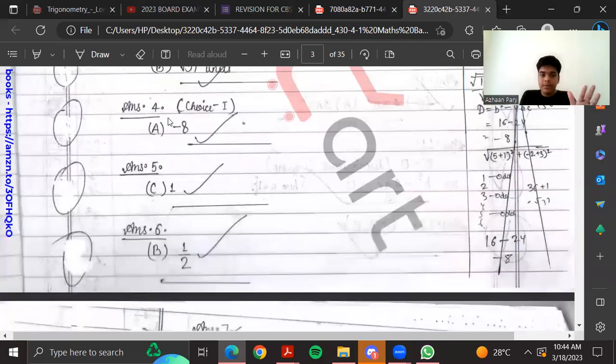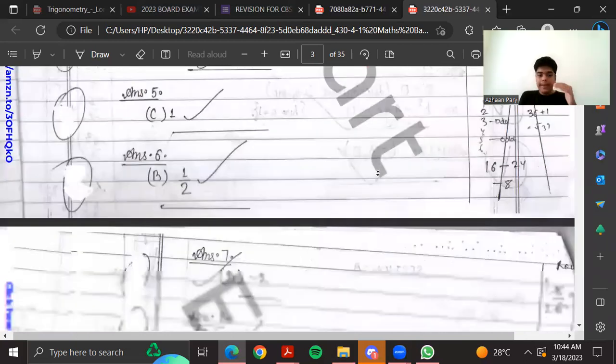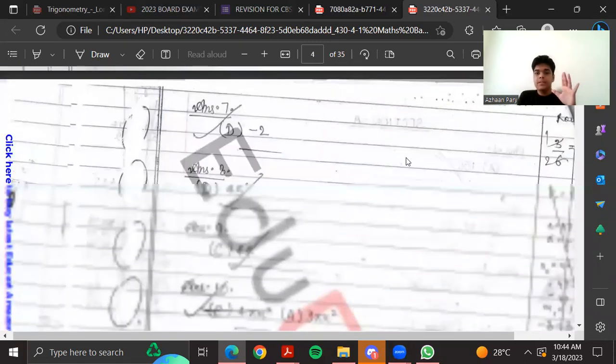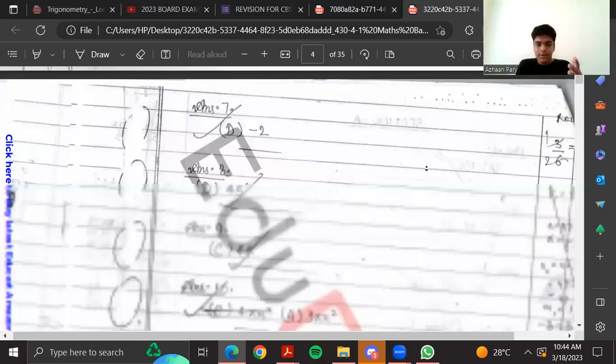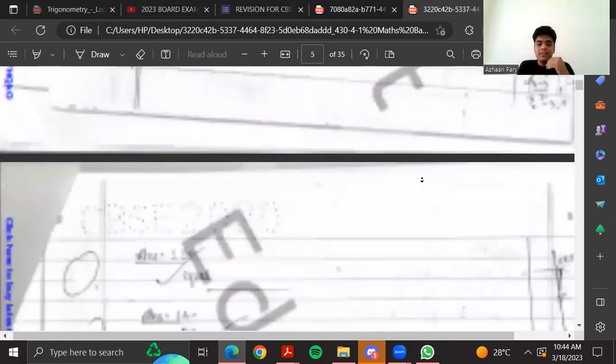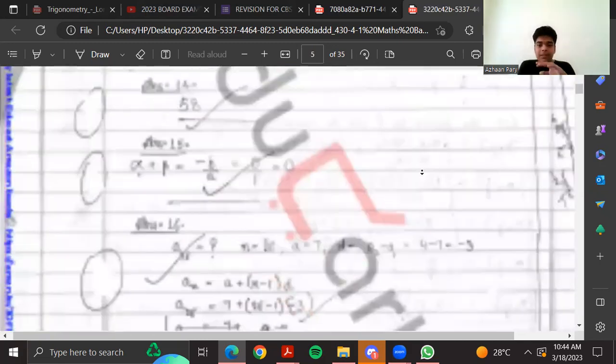Choice one, question number four. Okay. So make it easier for the examiner. Your paper is just one among many papers. So it should stand out somehow. It should be easier for the person to evaluate. That sets another impression. So those were the MCQs.